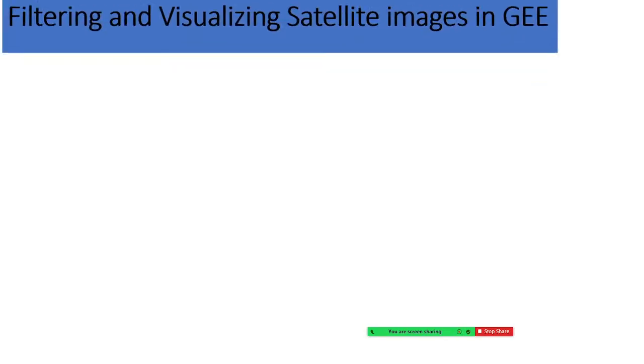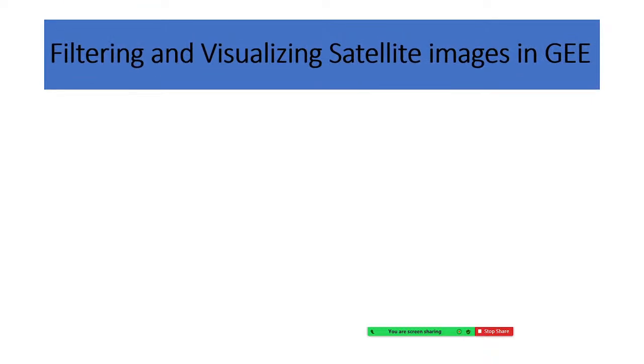So first of all, I will discuss filtering and visualizing satellite images in the Google Earth Engine platform. It is one of the most fundamental parts of Google Earth Engine: selecting and filtering image collections and displaying these images on the map. Google has a wide variety of public datasets. We already discussed all of the public datasets, and we can easily access the link.